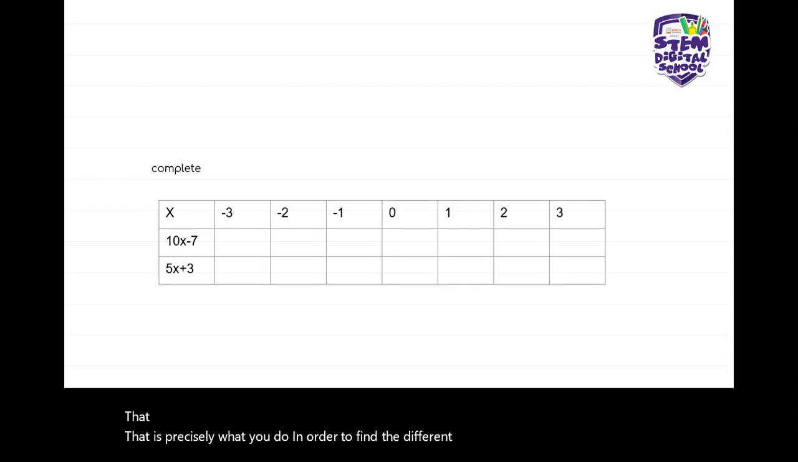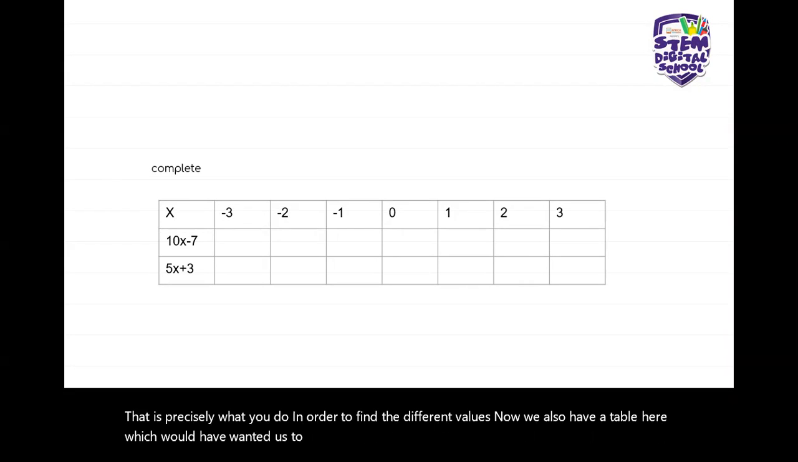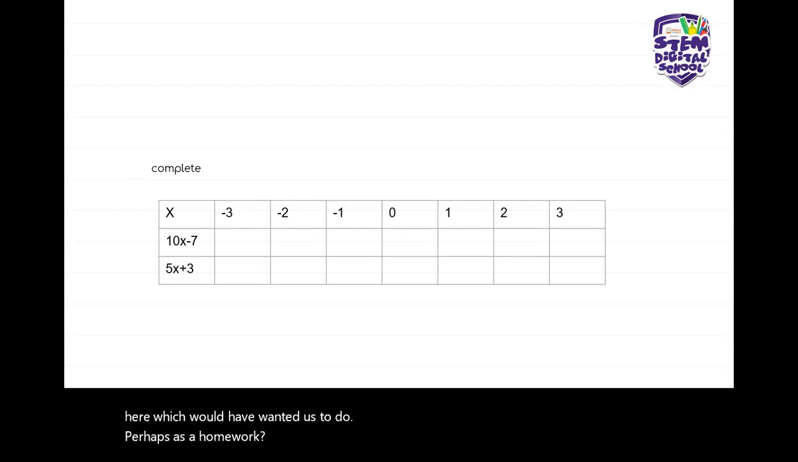Now we also have a table here which I would have wanted us to do perhaps as homework, where you need to complete the table, which consists of about 3 rows and several columns. And then you need to just ensure that you use the method that we have used today to find the different values, the missing values there in the table. And I hope that you can be able to do this in your spare time.